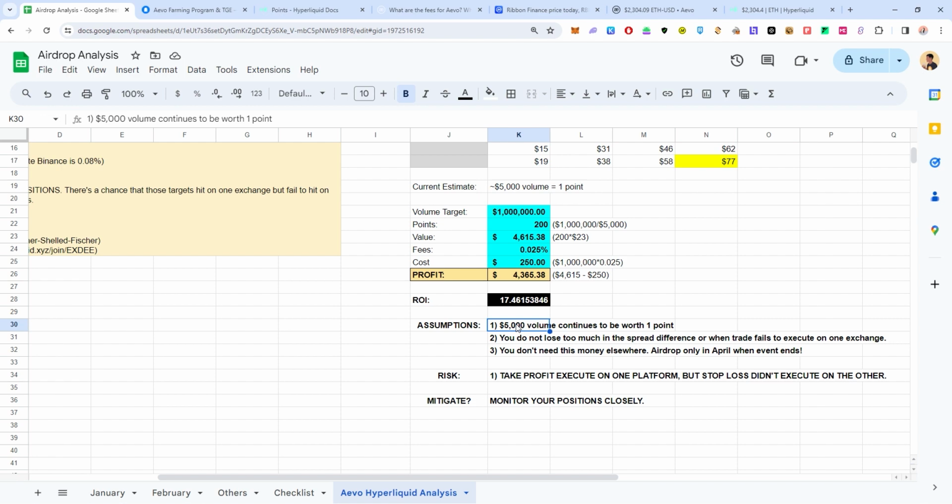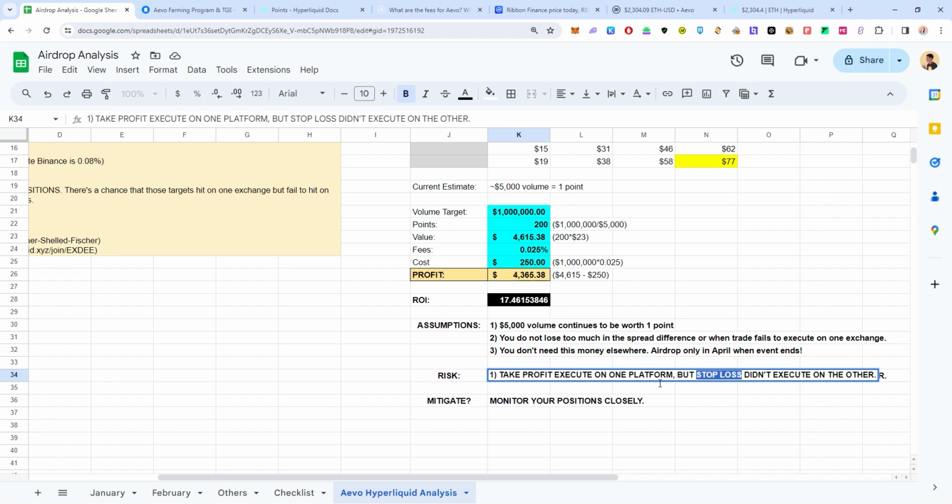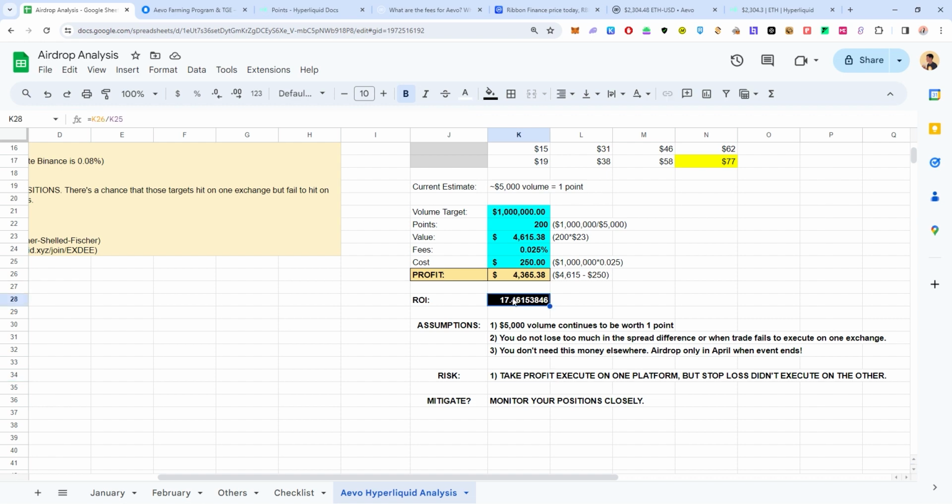You might be lazy, feeling like, I still have to monitor my positions. This is the thing that you have to do, because you have to monitor your positions closely, just in case one platform executes a take profit, but the other platform did not execute a stop loss. This one you've got to be very careful, because it could result in huge losses if you don't monitor your positions. And the third thing is, if you're not a risk taker, then this strategy and this 17 times return is not for you.